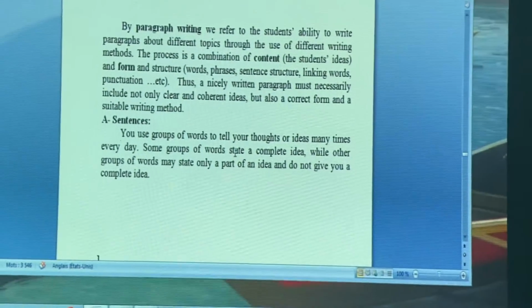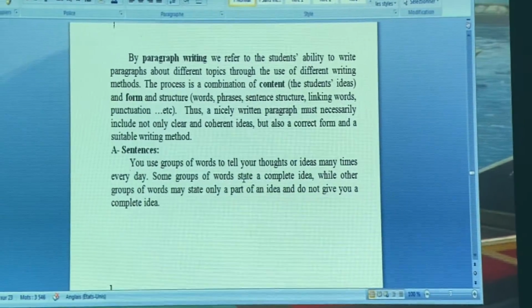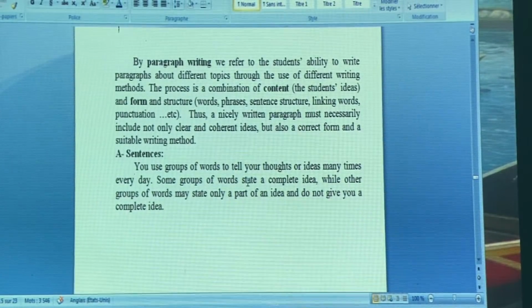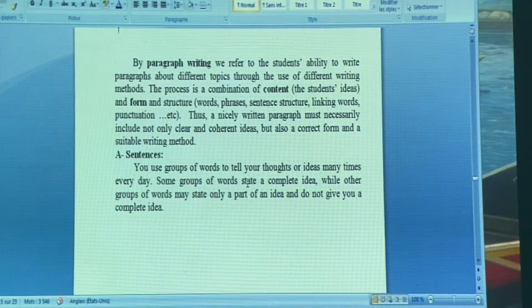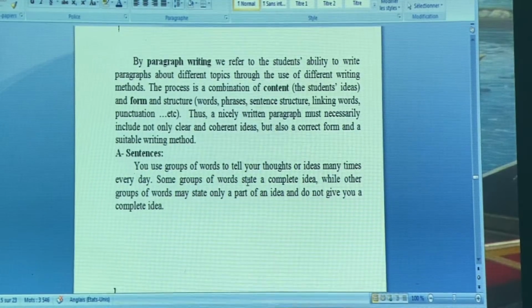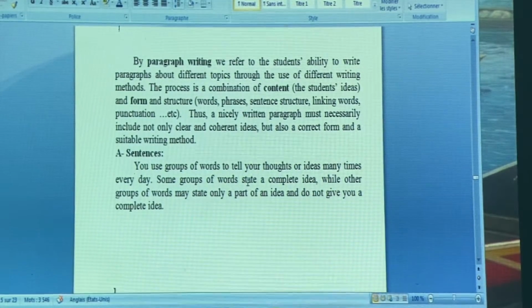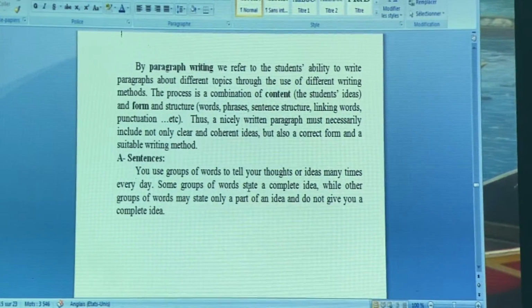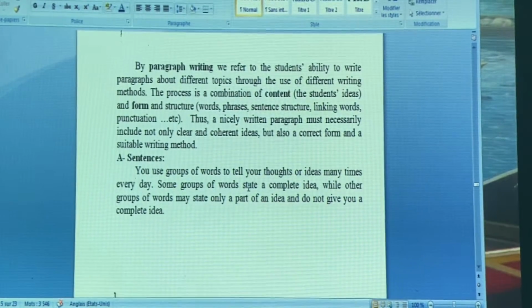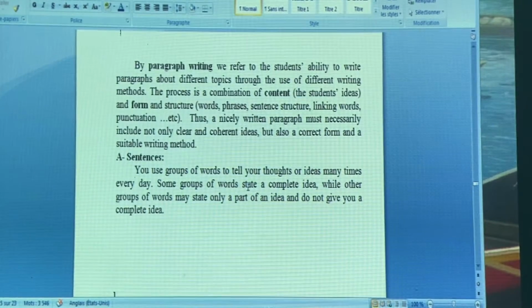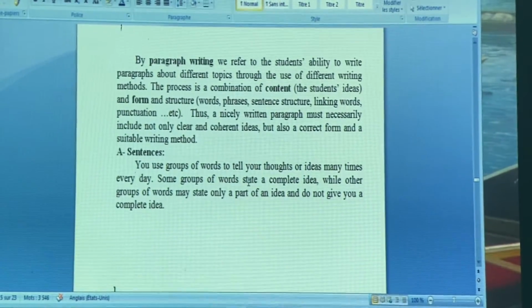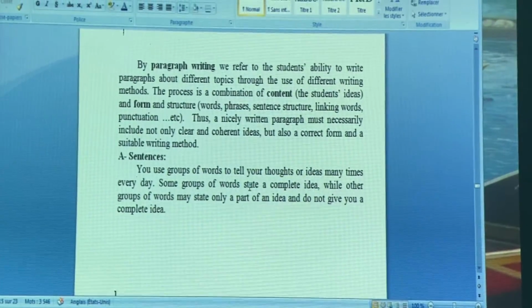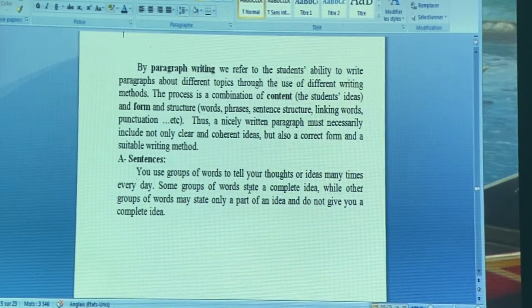What do we mean by paragraph writing? By paragraph writing, we refer to the student's ability to write paragraphs about different topics through the use of different writing methods. The process is a combination of content, the student's ideas, and form structure also. Words, phrases, sentence structure, linking words, punctuation, etc. Thus, a nicely written paragraph must necessarily include not only clear and coherent ideas, but also a correct form and suitable writing method.